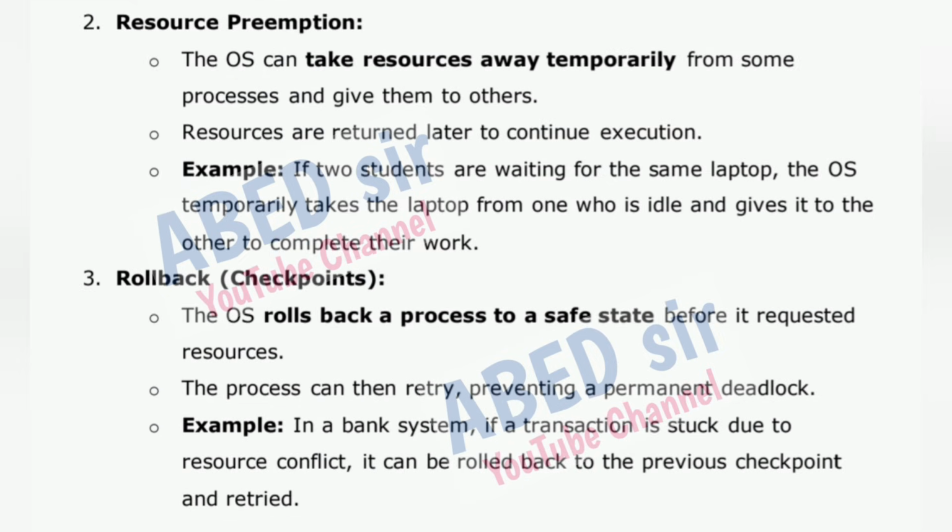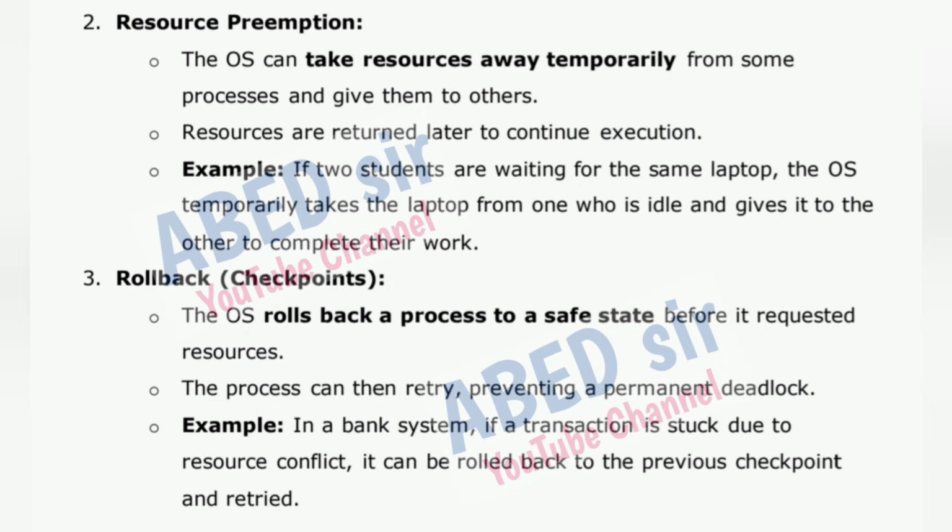2. Resource preemption. The OS can take resources away temporarily from some processes and give them to others. Resources are returned later to continue execution. Example, if 2 students are waiting for the same laptop, the OS temporarily takes the laptop from one who is idle and gives it to the other to complete their work.